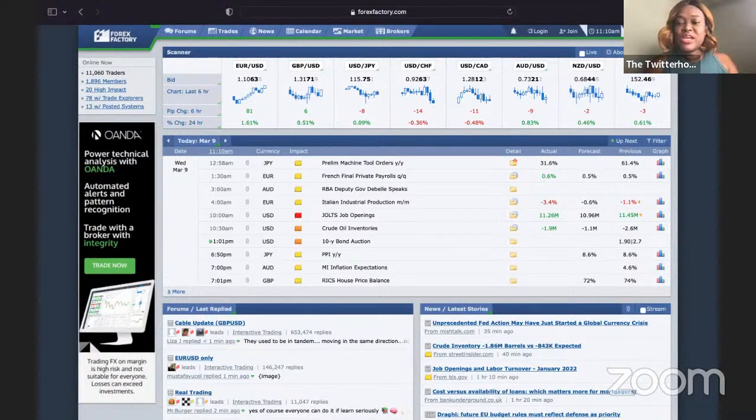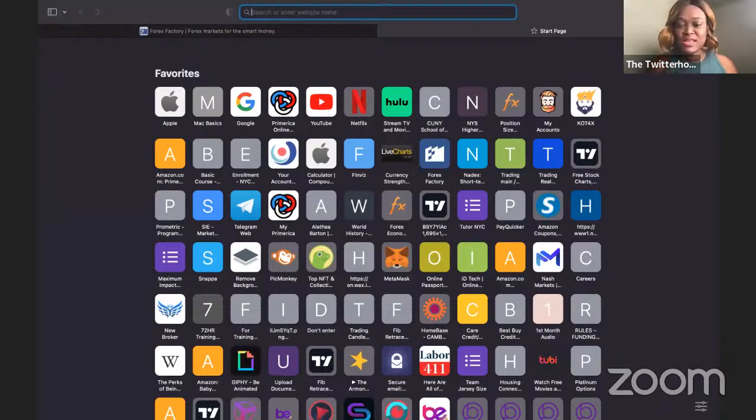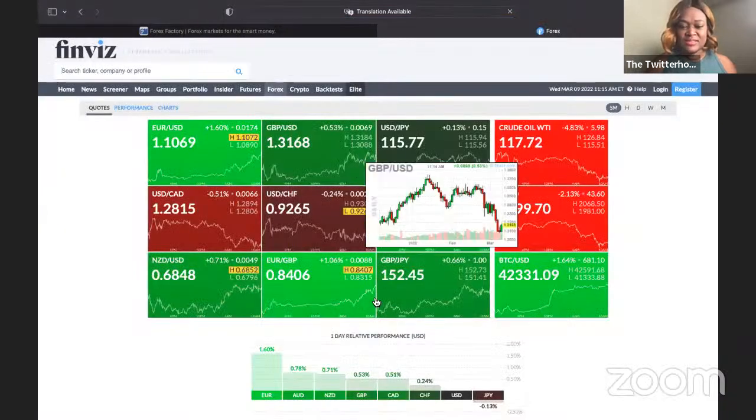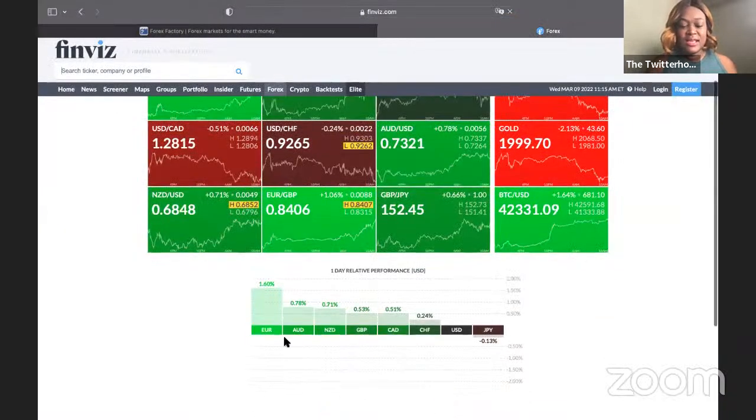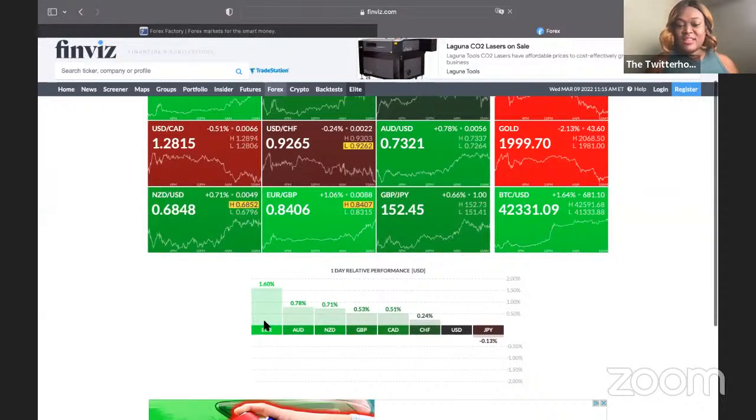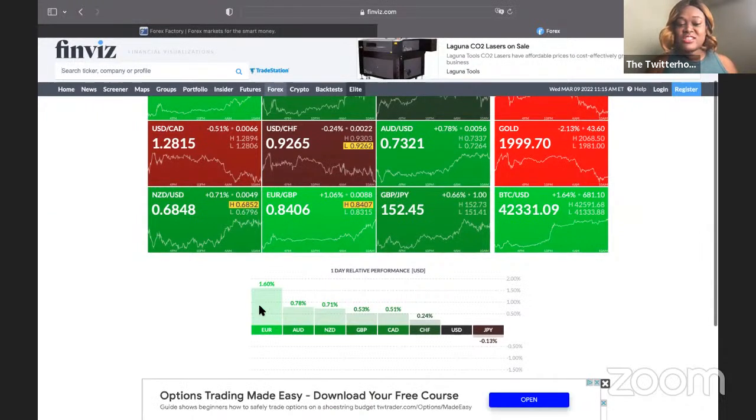So once you check the news, next you want to check currency strength. And there are two sites that I use for that. I use finviz.com. Wow, this is looking good. And the currency to the furthest left is the strongest. The currency to the furthest right is the weakest.